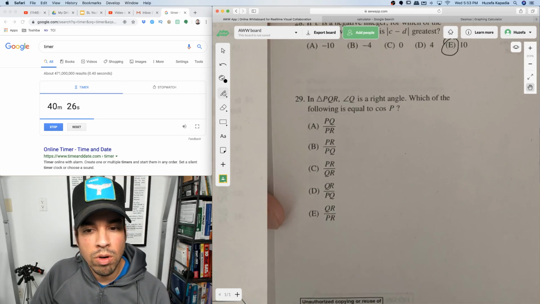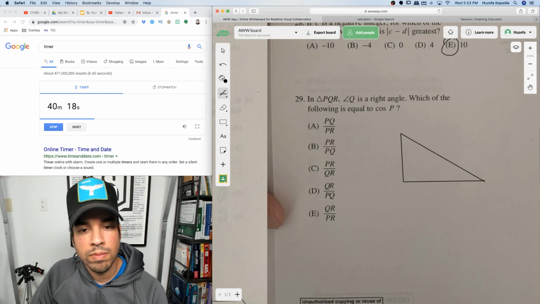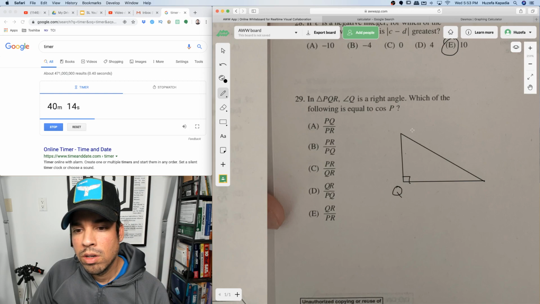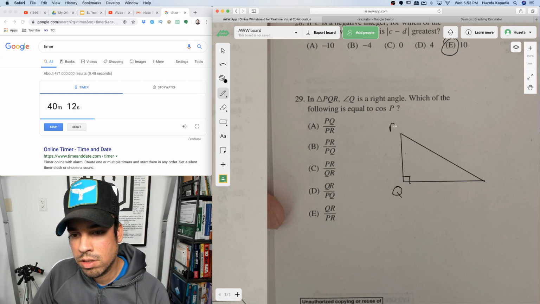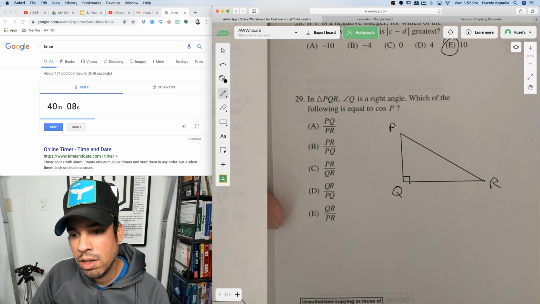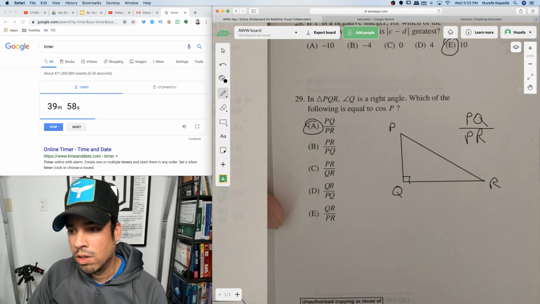In triangle PQR, Q is a right angle. Let's draw a right triangle. Q, right angle. Let's make this P and this R. Which of the following is equal to cosine of P? Adjacent over hypotenuse, PQ over hypotenuse, PQ over PR. Done.